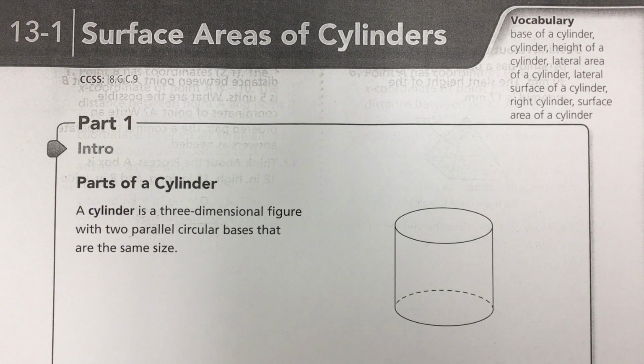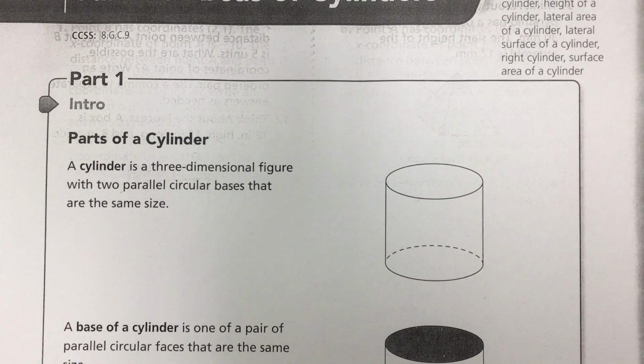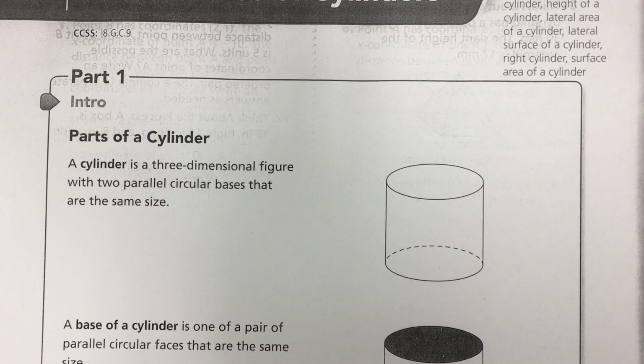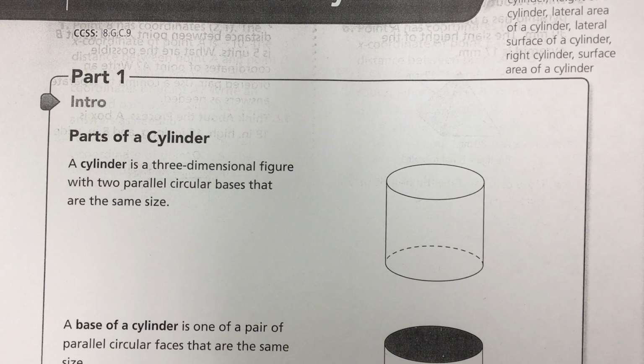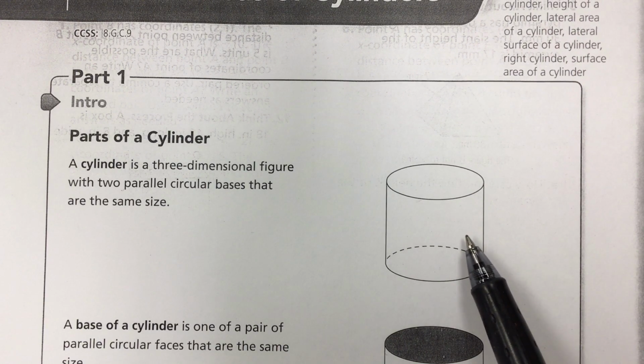Section 13-1, Surface Areas of Cylinders. Part 1, Parts of a Cylinder. A cylinder is a three-dimensional figure with two parallel circular bases that are the same size. This is a cylinder.